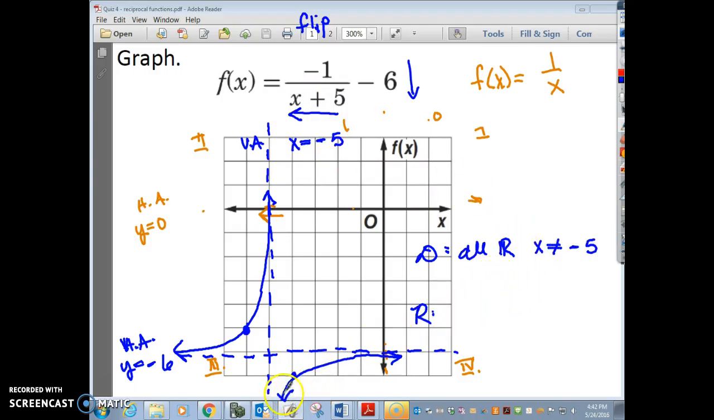And then what about the range? The range is going to be all reals again, except the asymptote that the range doesn't touch is going to be y does not touch -6. Why? Because this is the asymptote right here.